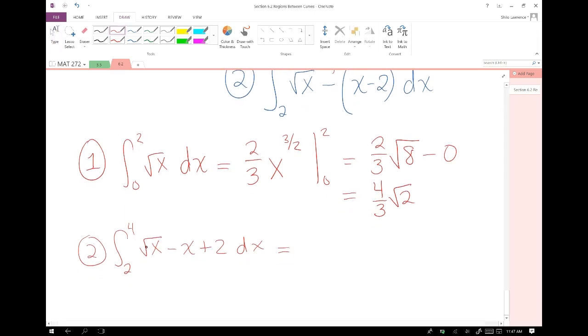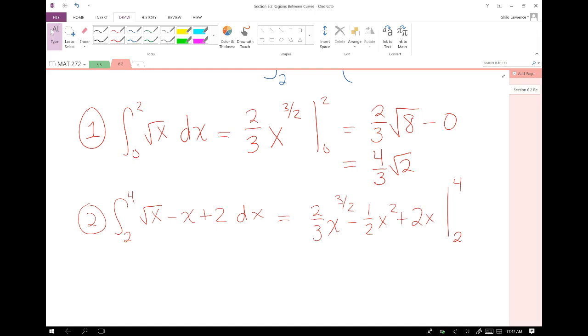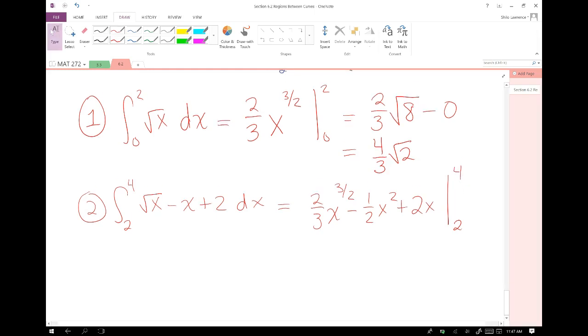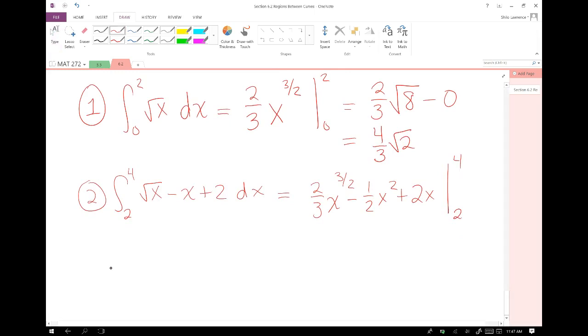So that first piece integrates the same way. We said the antiderivative for square root x is 2/3 x to the 3/2. And then the antiderivative for x is 1/2 x squared. Antiderivative for 2 is 2x. We've got our antiderivative. Now we want to evaluate. So we're going to plug in 4. Always plug in your top number first, which should be your bigger number.